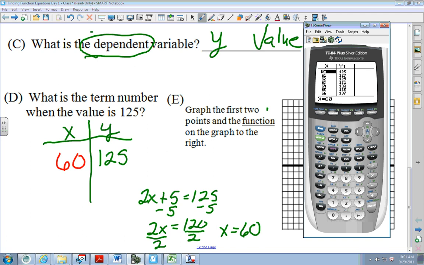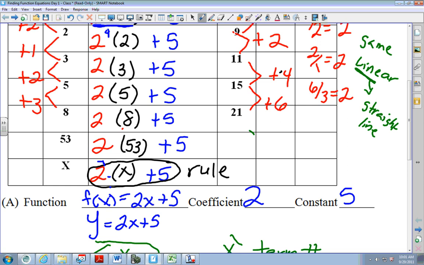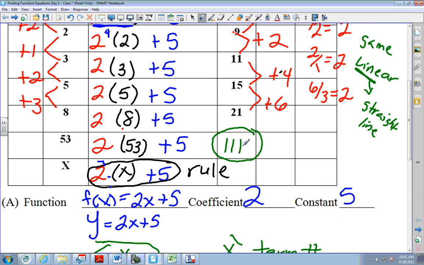Now I did notice that I forgot to do something here. If I go up here, it asks me for the 53rd term. What is the value? So I'm going to go to where x is 53, and x is 53 right here, which is 111. So right here, I've got this to be 111.